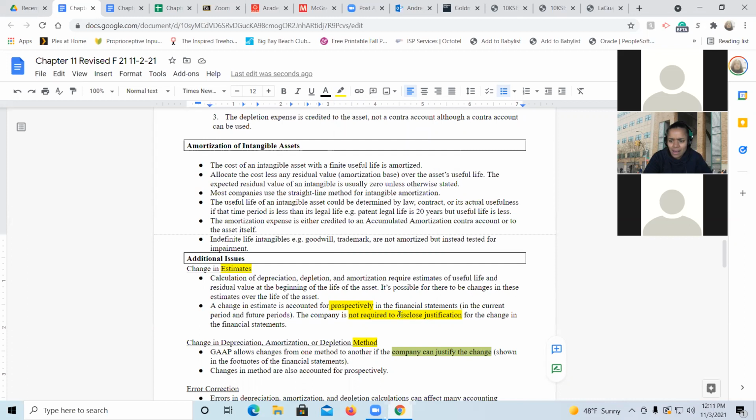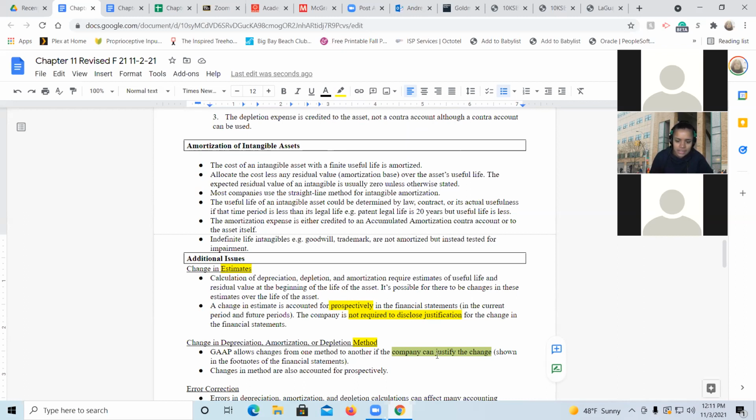I can't decide next year, oh, you know, I want to change from declining balance to straight line because I don't like how big these numbers are. I have to have a better justification than that. All right. So change in estimate, we get it. Estimates change. You don't have to tell us why you're doing this.